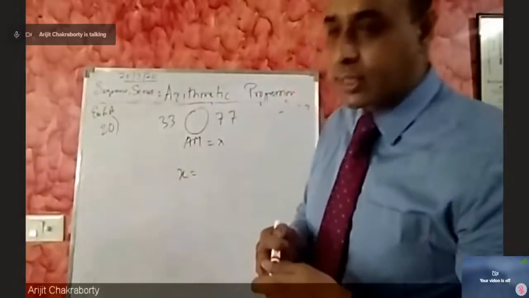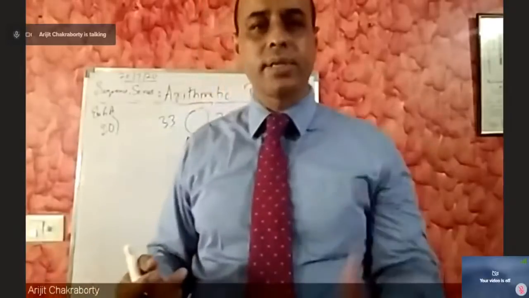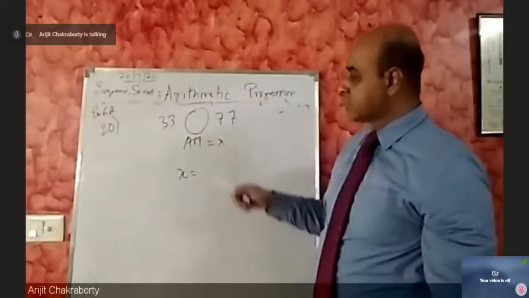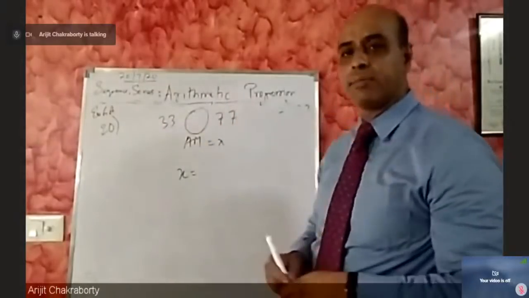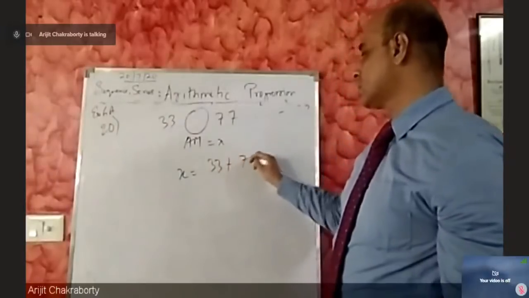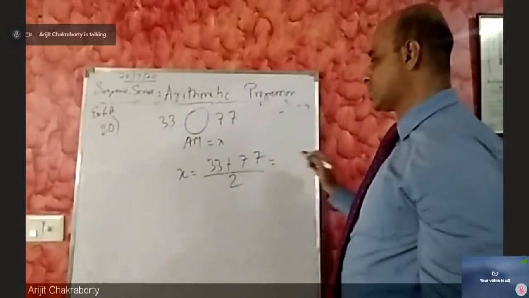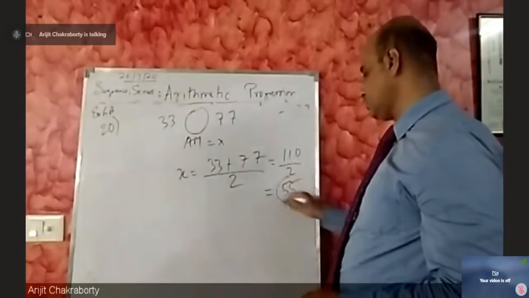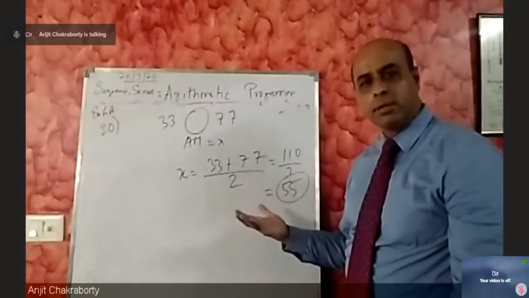Right? If I tell you that Ravi has 10 chocolates and Meera has 6 chocolates, what is the average number of chocolates? So it is 10 plus 6 by 2, 8. On an average 8. Same thing here. If the arithmetic mean is in between, this will be equal to 33 plus 77 by 2. This is 110 by 2. So the answer is 55. Okay? I think it's that simple.